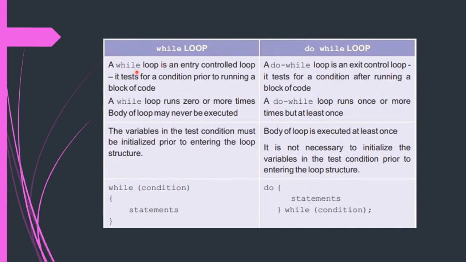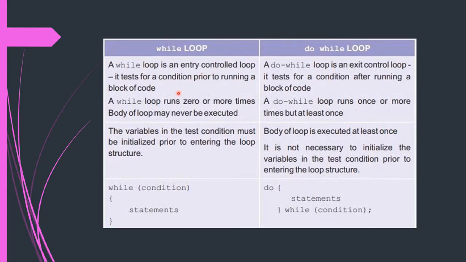Here the difference is given in table form. Let us study it. While loop: a while loop is an entry control loop. It tests for a condition prior to running a block of code. When we are talking about the while loop, it is a loop which controls the entry, so we call it an entry control loop because it is controlling the entry of the loop.